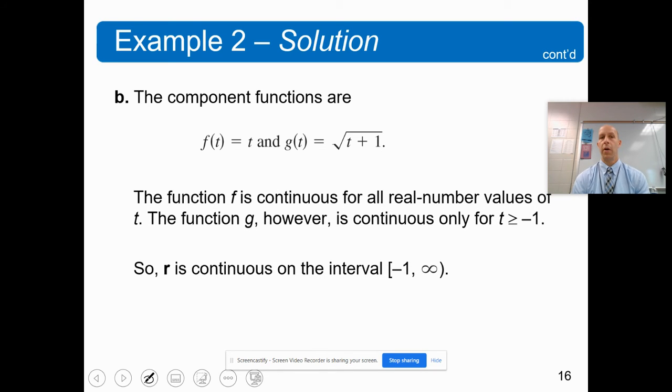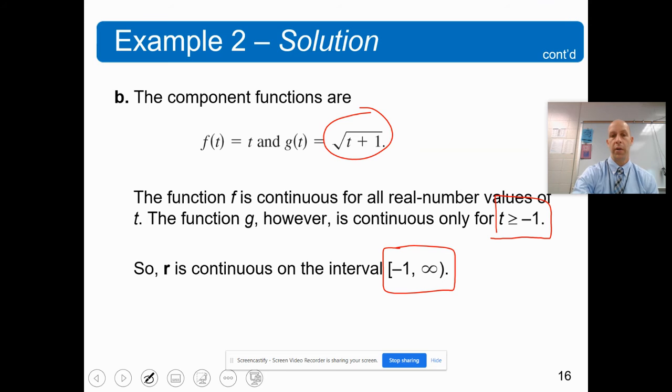So furthermore, let's talk about the component functions and their continuity. The function f is continuous for all real values of t. The function g, however, is continuous only when t is greater than or equal to negative 1 because we're dealing with the square root function. So therefore, this function r of t is only continuous from negative 1 to infinity. In other words, it's not going to be continuous at, I don't know, negative 3, for example, because if we put negative 3 in for t, that's not going to work.